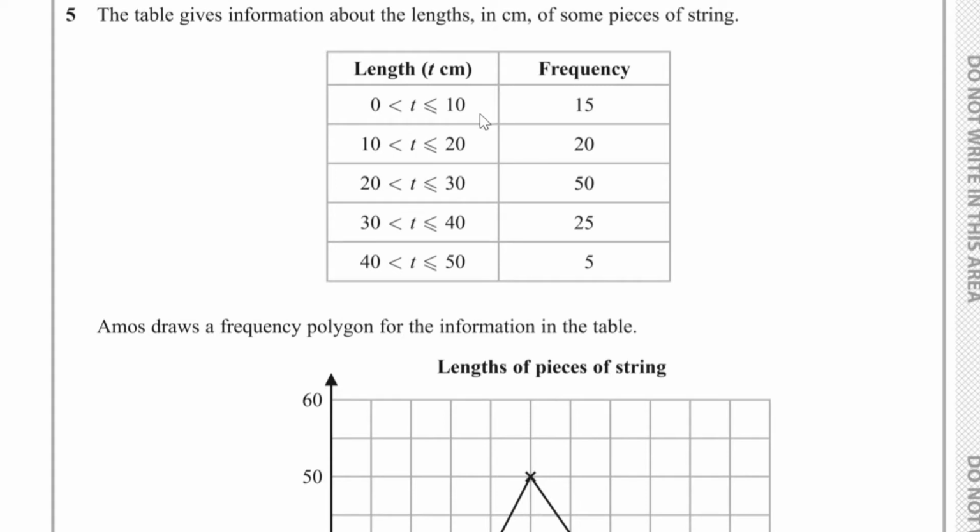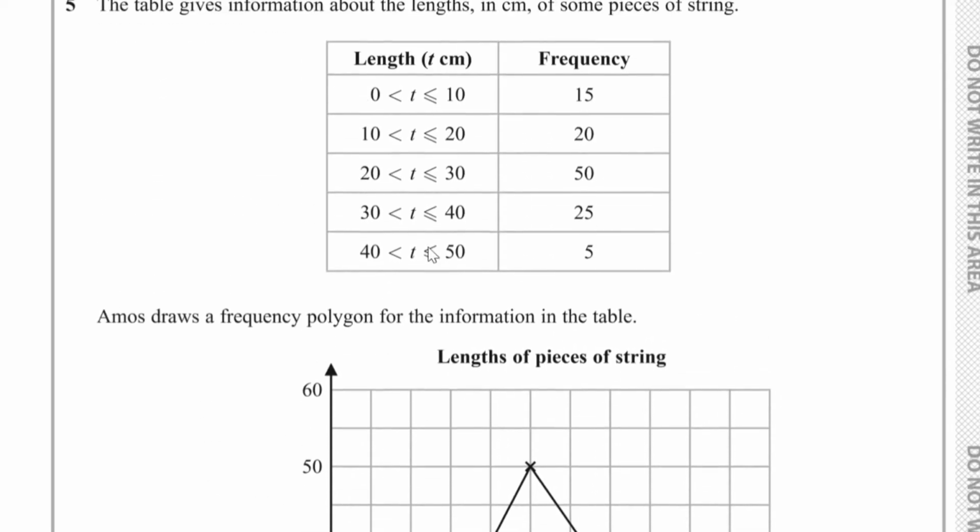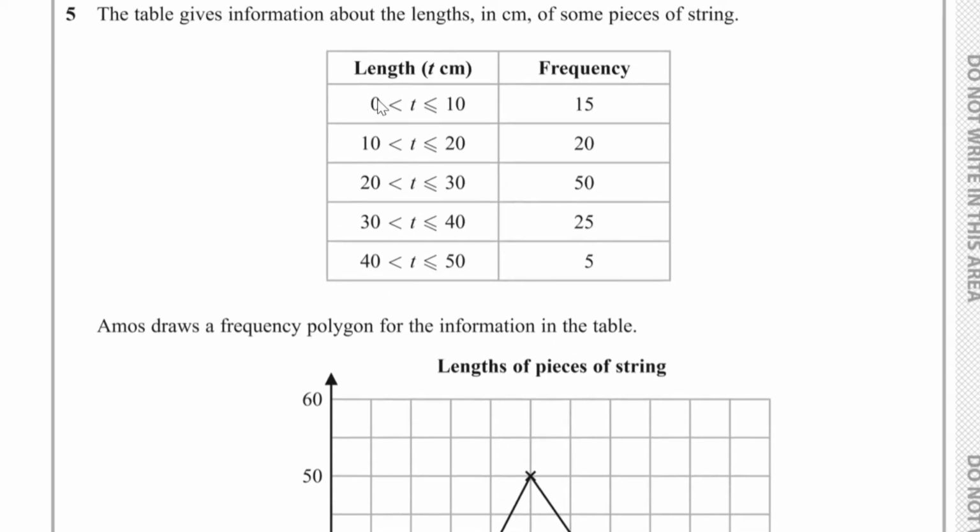if we take a look on the frequency polygon, well, what we're supposed to do is plot the midpoints against the frequencies. So the midpoint here is 5, then here it's 15, here it's 25, here it's 35, and here it's 45. So let's check those points.